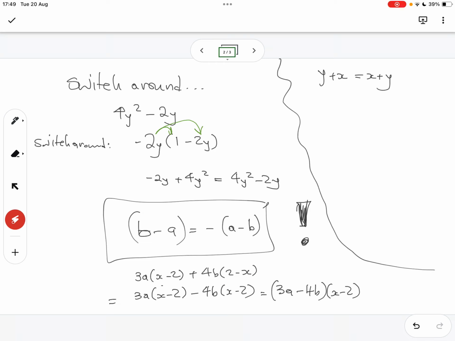Now, switch around is nice because it allows us to achieve this kind of expression when we have a negative sign in between terms. Switch around allows us to do that when we have a negative sign between the terms. But it also means that if you take out that common factor of -1, you're going to change whatever is outside the bracket. Because remember, you are writing this as a product.